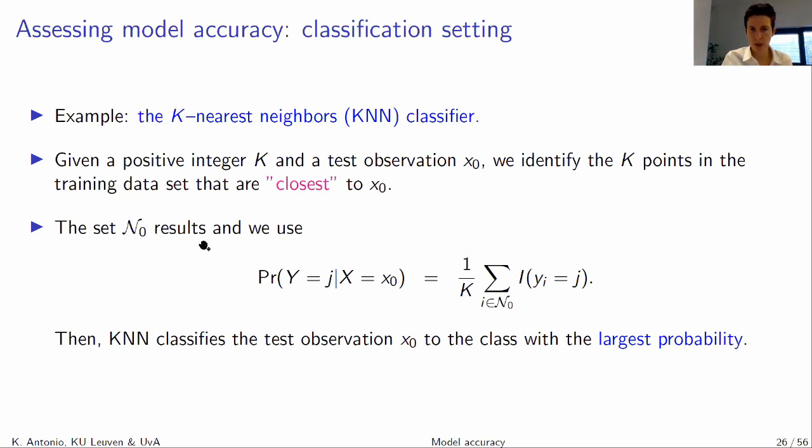And in this set of observations that you identify, you're going to see which label is occurring most often in this set N naught. And the label that is occurring most often, well, that's the label that you're going to attribute with this k nearest neighbor classifier to your test observation x naught. So let's explain that with a picture that will be easier.